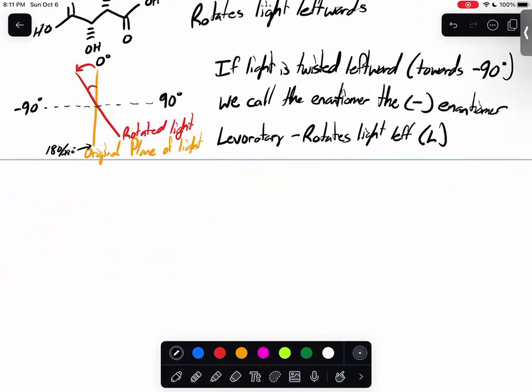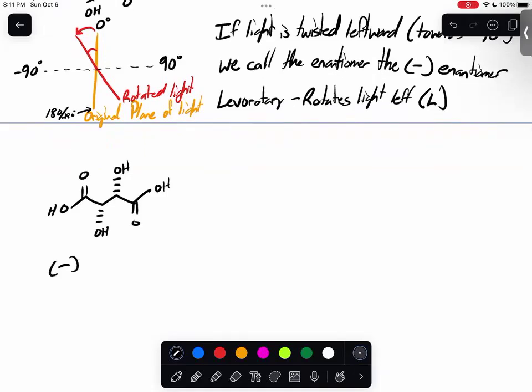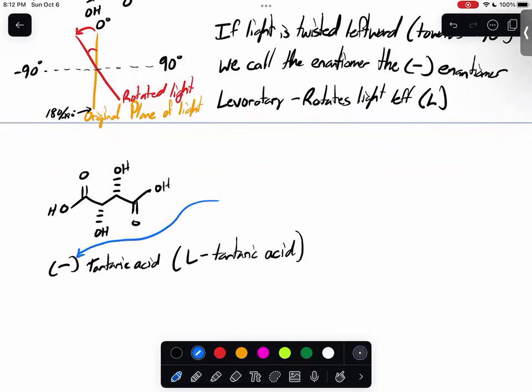So this enantiomer that we've been looking at, we can call the SS enantiomer, which is perfectly fine. But if we're talking about how it interacts with light, we can either call it minus tartaric acid, because I said before this is tartaric acid, or we could also call it L tartaric acid, because minus and L both mean the same thing. It's telling you the direction that it's rotating light. And you may ask yourself, how do we know which direction it rotates? Essentially, the only way to know this is by measuring it.